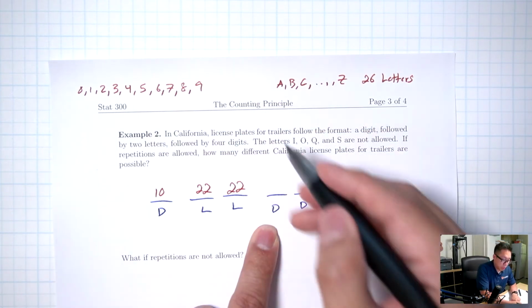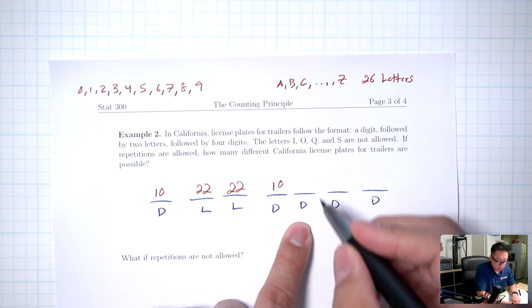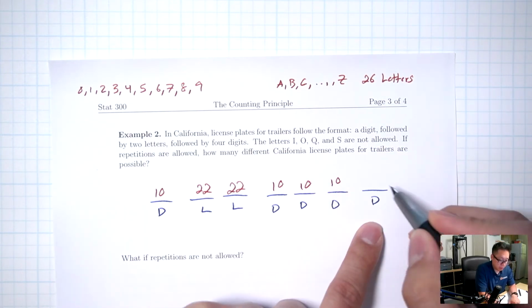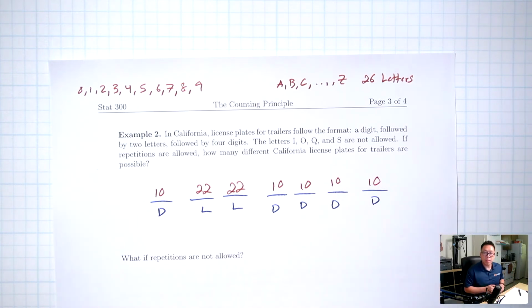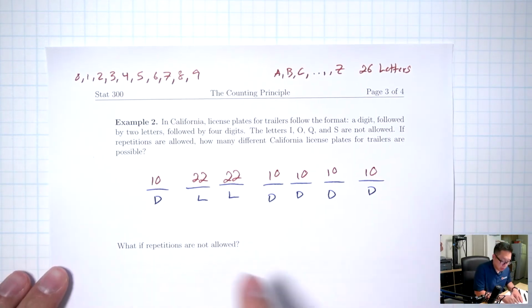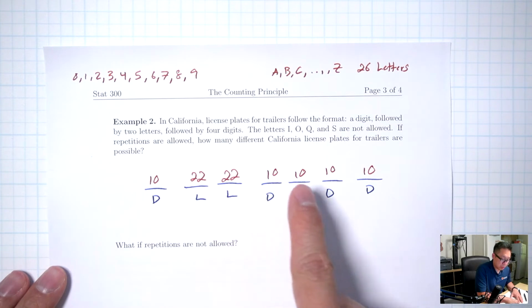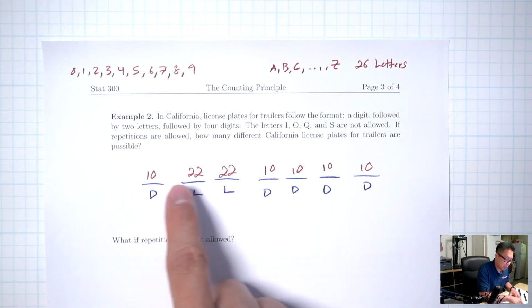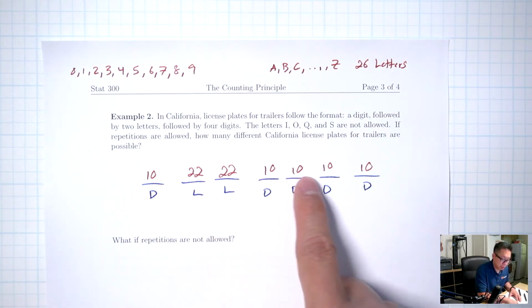Digit, 0 through 9, that's 10. Digit, 0 through 9, 10 again. Digit, 10, digit, 10. And technically, you should multiply those together. So 10 times 22 times 22 times 10 times 10 times 10 times 10. But on your lab, you don't have to multiply them and get a final answer. You can just type in 10 times 22 times 22 times 10 times 10 times 10 times 10.